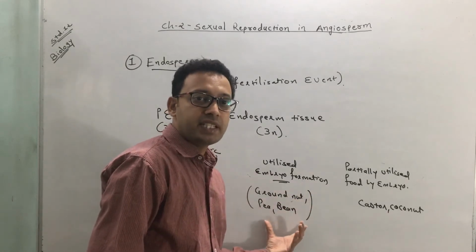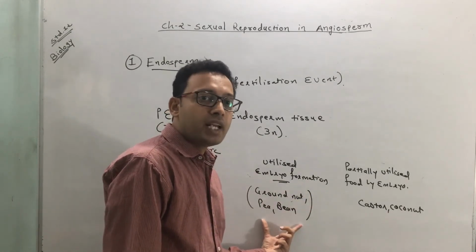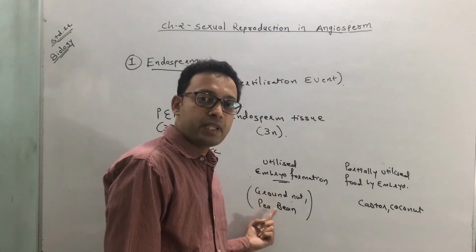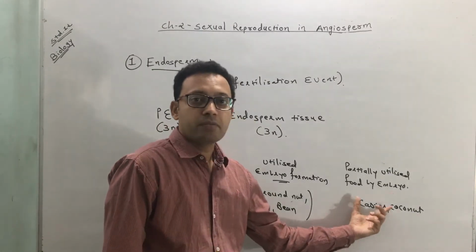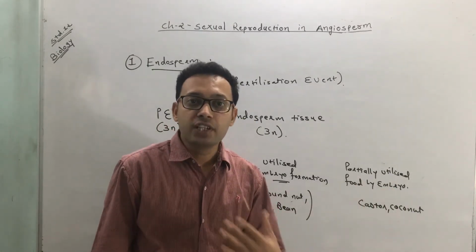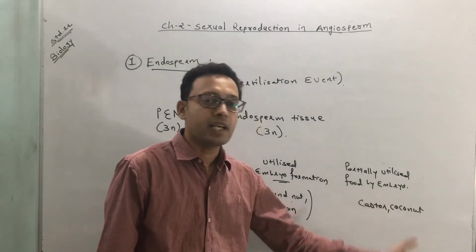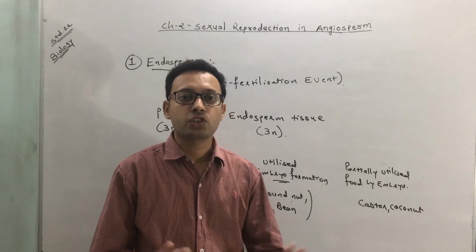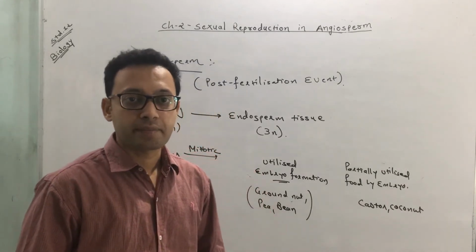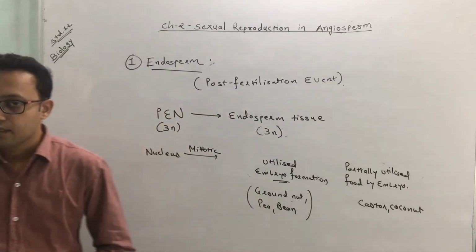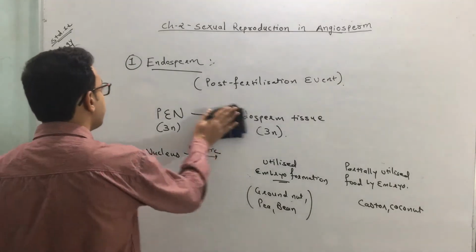And you have to remember the examples. The seeds in which the endosperm is fully utilized: groundnut, pea and bean. The seeds in which the endosperm food is not fully utilized: castor and coconut. Okay, so that's all about endosperm formation. Now we will start the formation of the embryo.